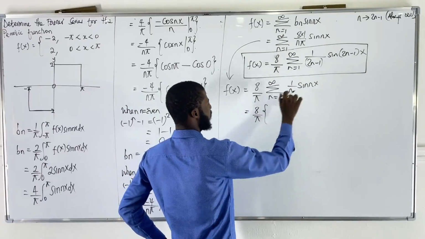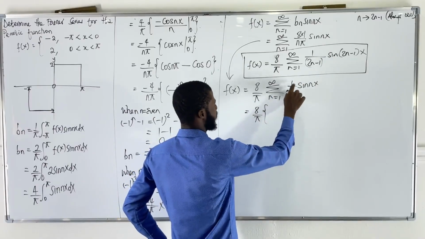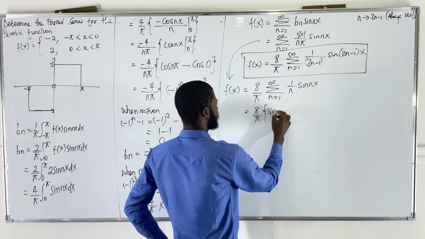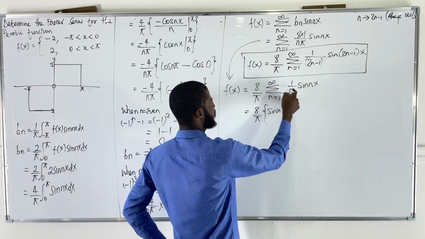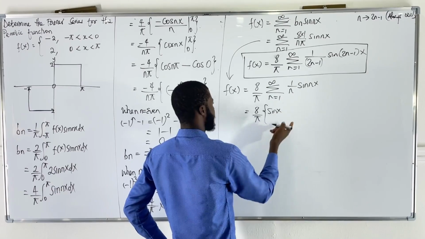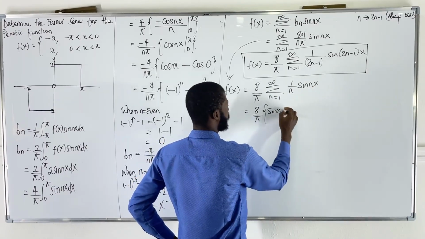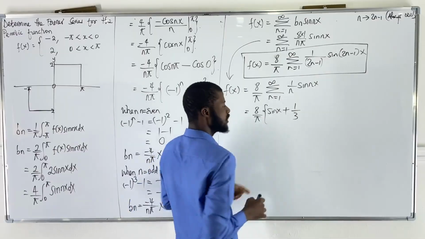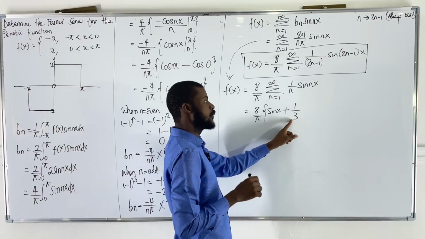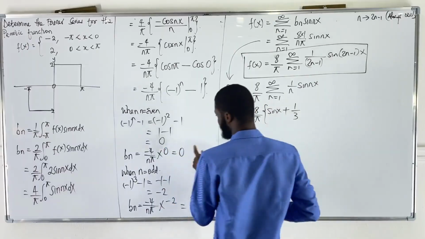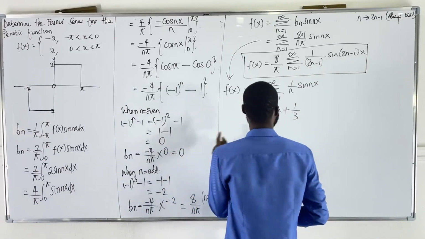Now this summation, let's start. Anywhere we see n, we're going to put 1. So this will be sine x, because when you put in 1 here, 1 over 1 is still 1. So that's just sine 1x, which is still x. Plus 1 over 3. If you notice, I did not put 2, because if you put 2, that means you are violating it, because whenever it's even, it's 0. So you're not going to put 2.